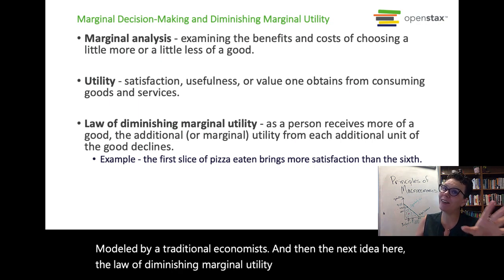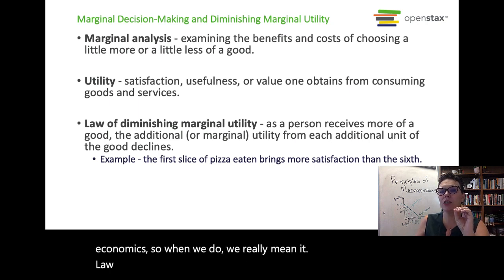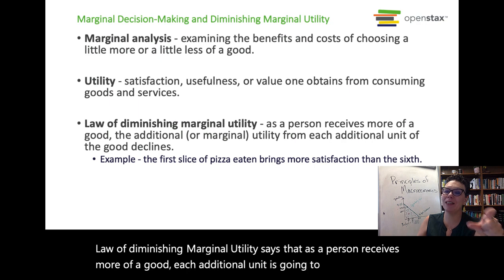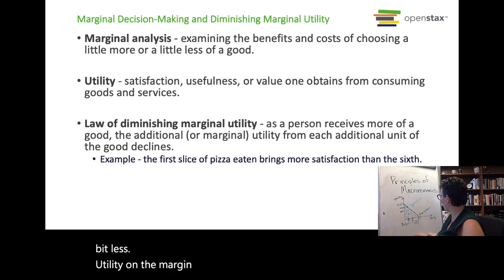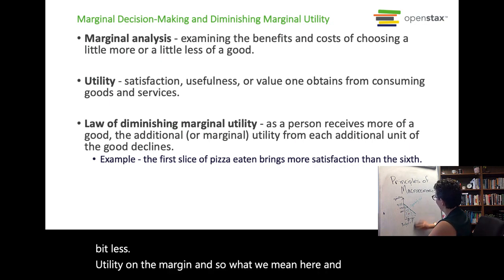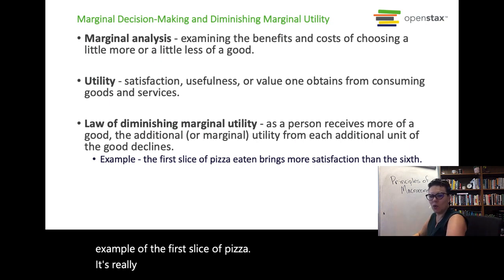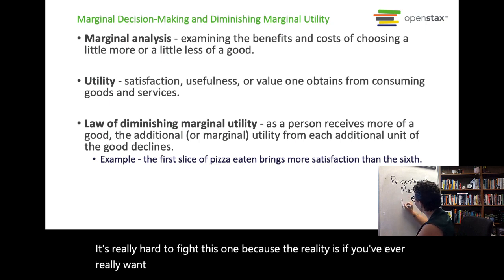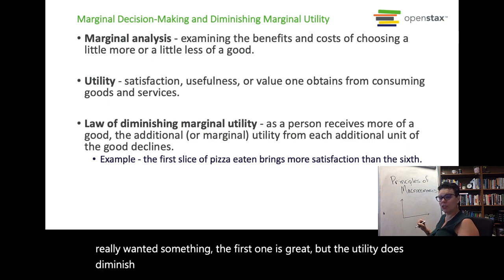And then the next idea here, the law of diminishing marginal utility. We don't say law a lot in economics, so when we do, we really mean it. The law of diminishing marginal utility says that as a person receives more of a good, each additional unit is going to give them a little bit less utility on the margin. And so what we mean here, and I love this example of the first slice of pizza, it's really hard to fight this one because the reality is if you've ever really wanted something, the first one is great, but the utility does diminish on the margin over time.